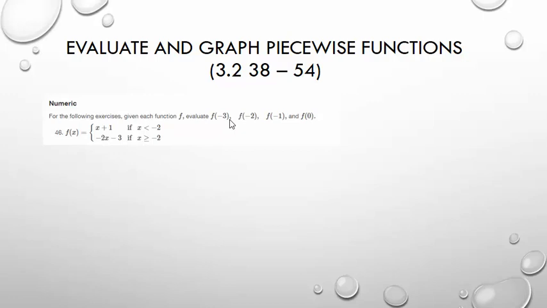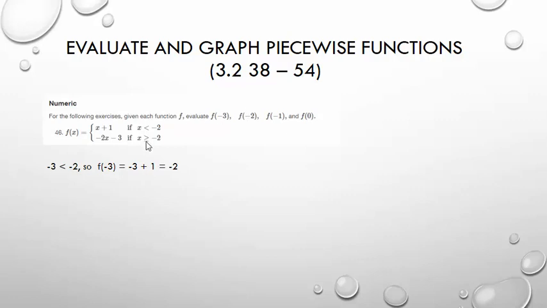So if I wanted to do f of negative 3, that's saying the x value is negative 3, and I make that decision right at the beginning. So negative 3 is less than negative 2, so we're going to use the x plus 1 piece. So f of negative 3 would be negative 3 plus 1. I plug it in for that x, and we get negative 2.